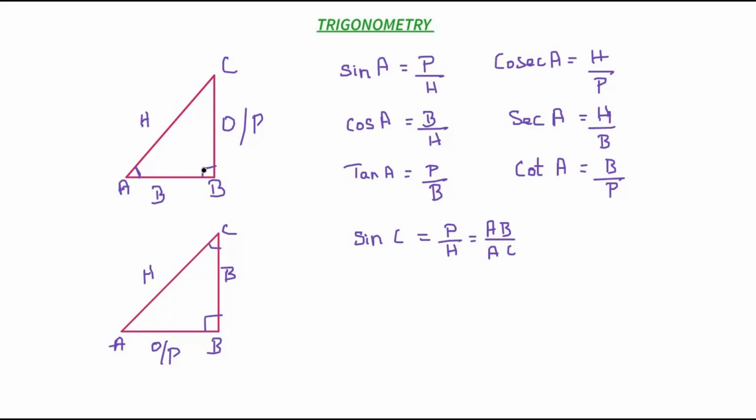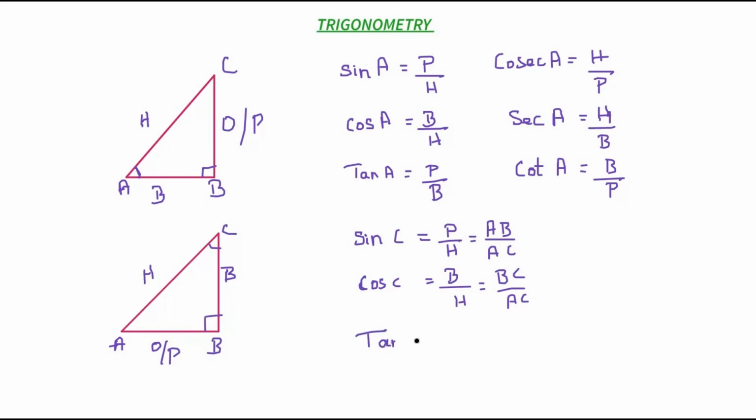Here I have not written the side because you understood for the first time. Now to compare, I am writing the sides. Writing the sides is not necessary. It is only for your understanding. Same way now, what is cos C? Cos C is the same formula, base by hypotenuse. So here what is our base? BC. So it is BC by AC. Easy. It's the same, only the sides are changing.